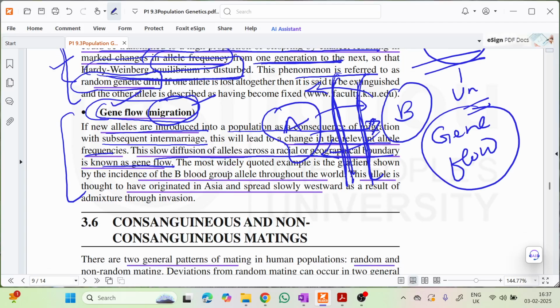The most notable, most quoted example is the incidence of the B blood group allele throughout the world. This allele is thought to have originated in Asia and slowly spread westward as a result of admixture through invasion.